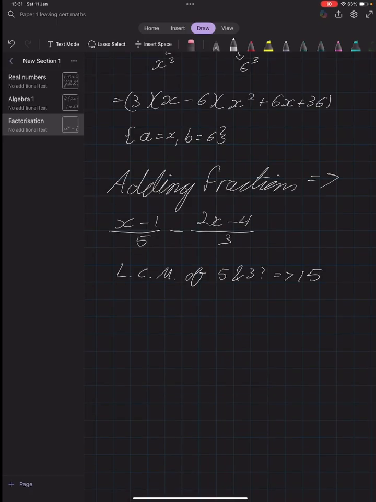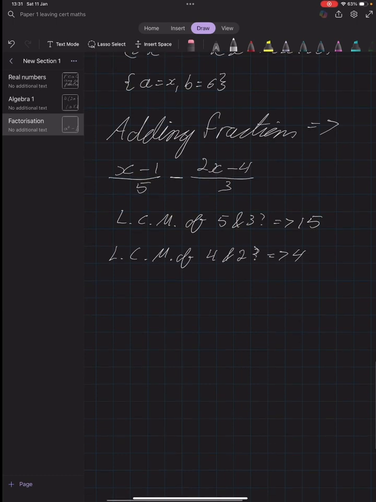Whereas if I asked you what the lowest common multiple of 4 and 2 is? The answer is 4. Because 2 is common to both 4 and 2, I can do 4 multiplied by 2 is 8, and then 8 divided by 2. Why am I dividing by 2? Because 2 is common to both. So yeah. But in this case, we're using 15.